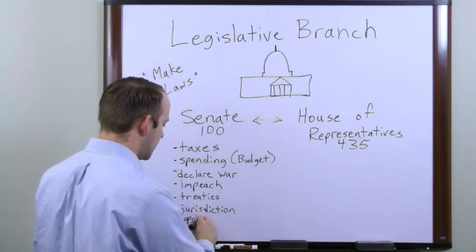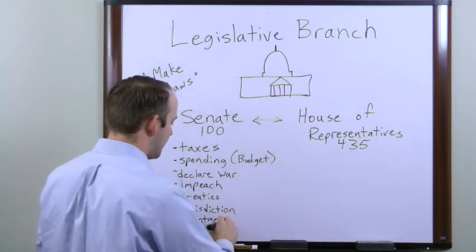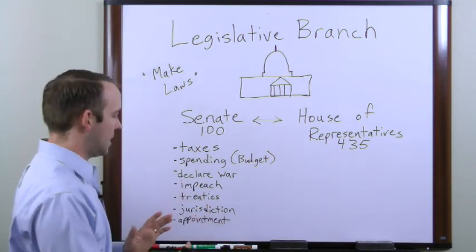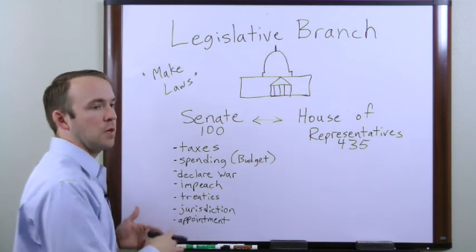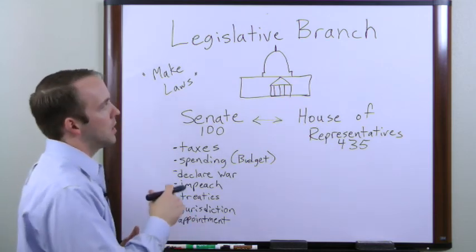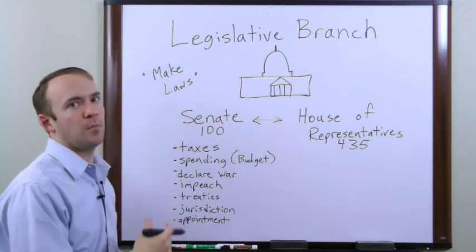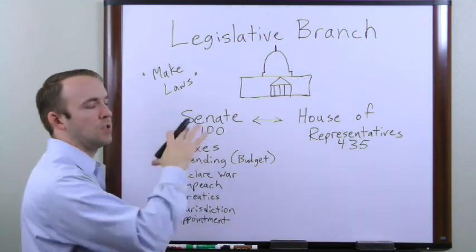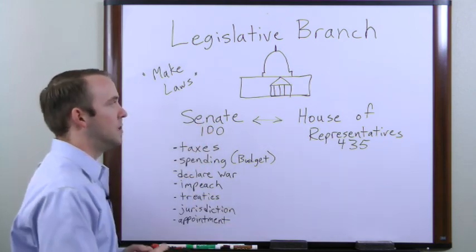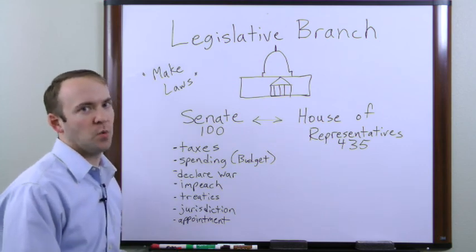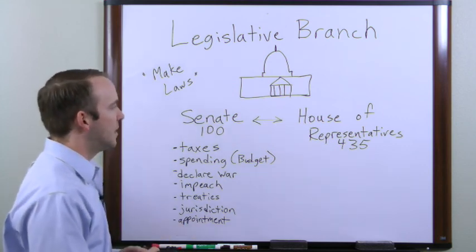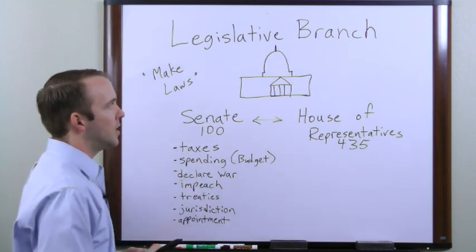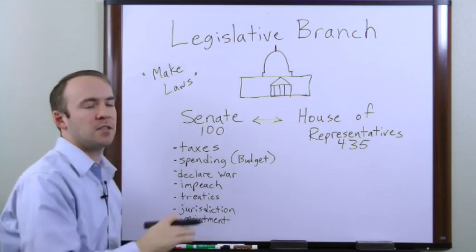When the president appoints his cabinet officers, if Congress doesn't like those cabinet officers, they can vote not to confirm the appointment. Or judicial appointments. The president makes a lot of appointments of judges, for example, Supreme Court judges, but Congress has to approve those selections, and if they don't, then the president has to go back to the drawing board and find another appointee to make. So a lot to remember, but this is a very important branch of our government, and through making laws, it impacts our lives every day.